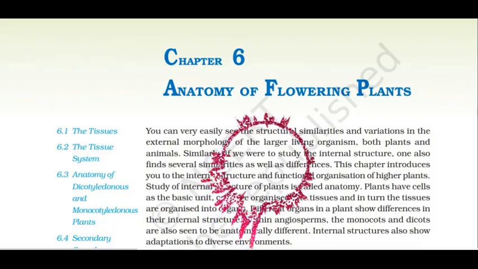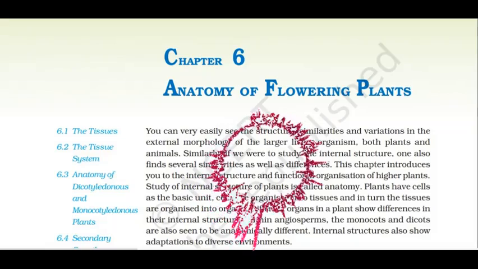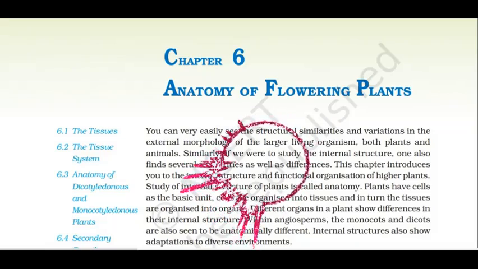First, the outermost layer is the epiblema. Many of the cells of the epiblema protrude in the form of unicellular root hairs. The cortex consists of several layers of thin-walled parenchymatous cells with intercellular spaces. The innermost layer of the cortex is the endodermis. It comprises a single layer of barrel-shaped cells without any intercellular spaces. The tangential as well as radial walls of the endodermal cells have a deposition of water-impermeable waxy material, suberin, in the form of Casparian strips.